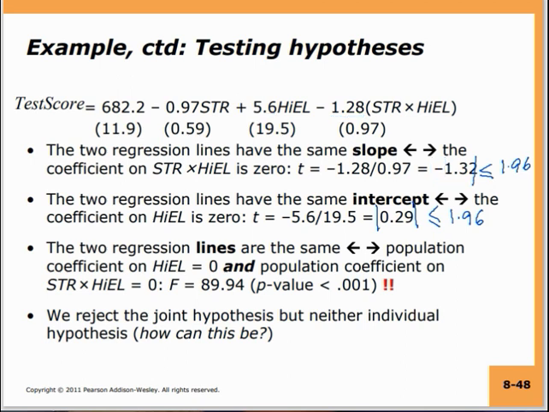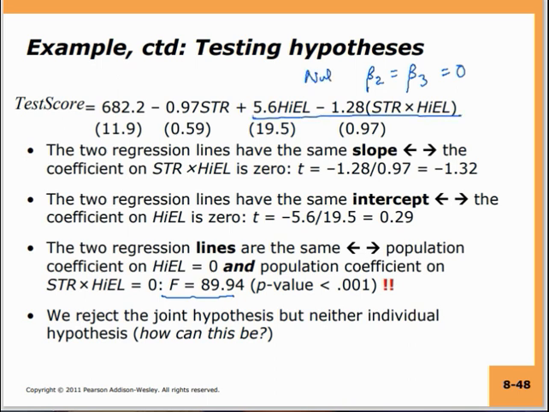95% confidence level. However, if you were to do a joint hypothesis test that both beta 2 and beta 3 are equal to 0, then you will arrive at an F statistic of 89.94, and you can reject the null hypothesis that beta 2 equals beta 3 equals 0. So suppose this is your null and you are testing these two terms and you compute the associated F statistic, then you get a value of 89.94, which is far higher than the critical value of the F statistic.